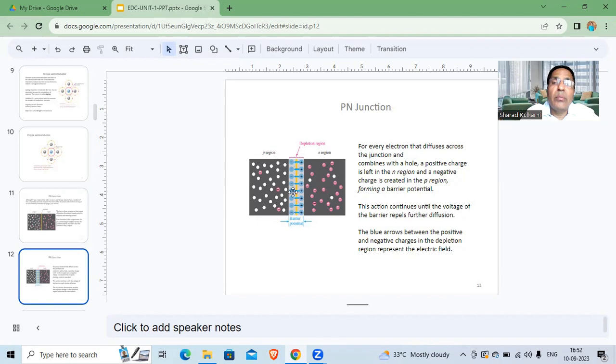You can see here nearby the junction, a region is created, and this region is called the depletion region. And this depletion region has no mobile charge carriers, no holes and no electrons. This region, we call it a depletion region or transition region, and this region will further stop the movement of holes from P region to N region and electron movement from N region to P region.